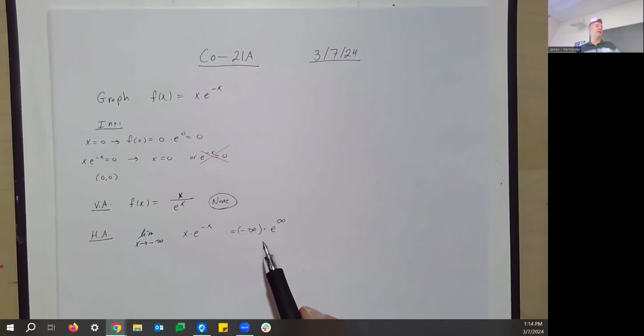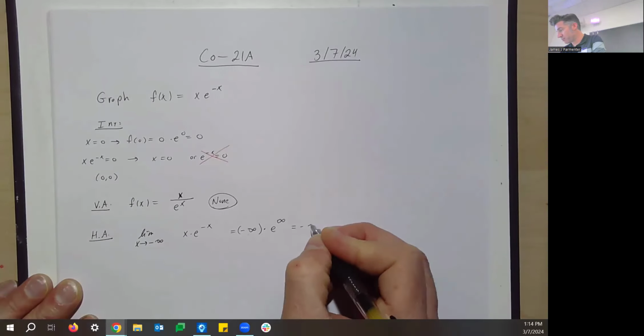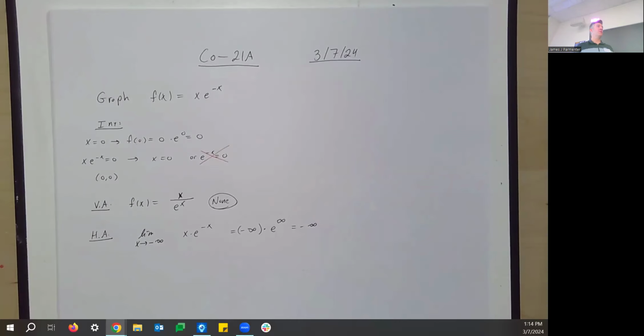So negative 1 billion, even though it's very negative, it's a large number. It's just negatively large. So you have a very large negative number times a very large positive number, and the overall result is a very large negative number. So we don't have a horizontal asymptote to the left. As we go to the left, the function is going to go down, down, down, down, down.